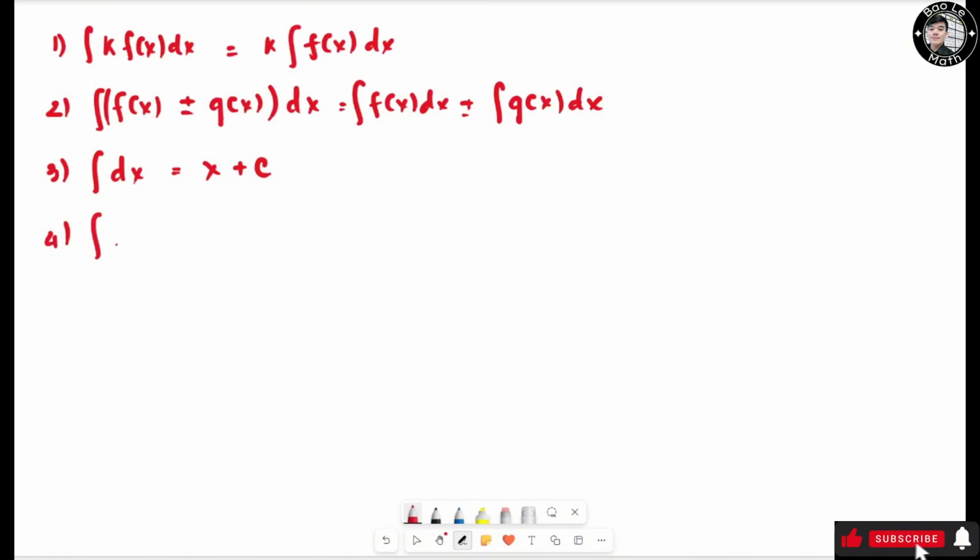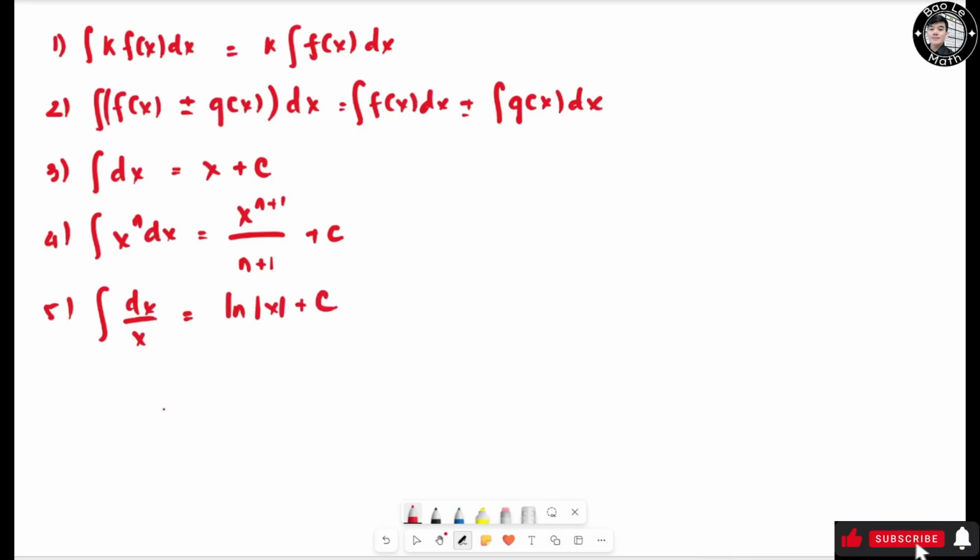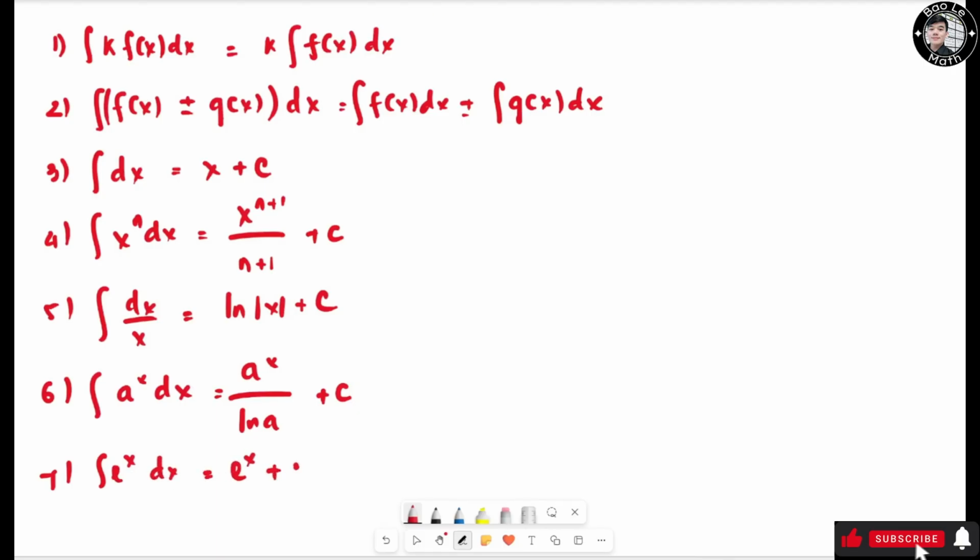Number 4. Antiderivative of s to the n ds equals s to the n plus 1 over n plus 1 plus c. Number 5. Antiderivative of ds over s is going to be ln absolute value of s plus c. Number 6. Antiderivative of a to the s ds equals a to the s over ln a plus c. Number 7. Antiderivative of e to the s ds is going to be e to the s plus c.